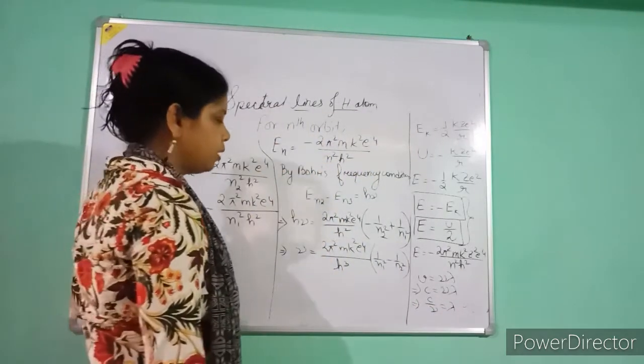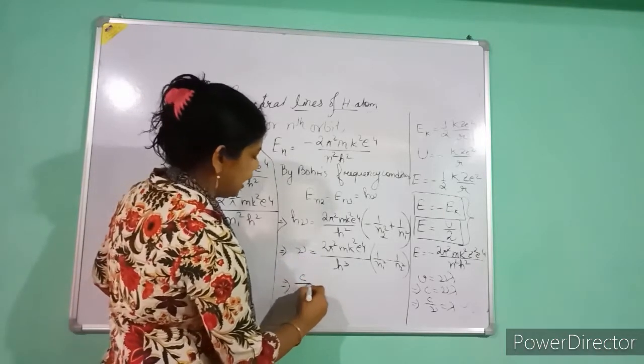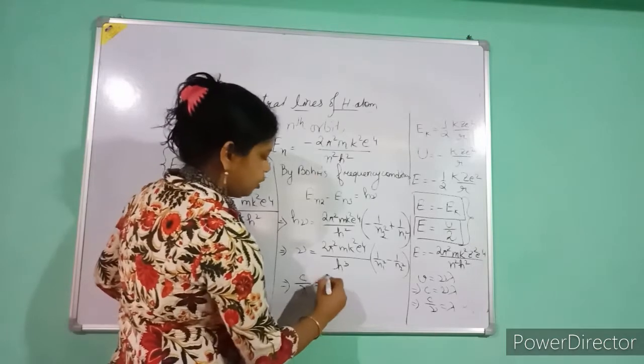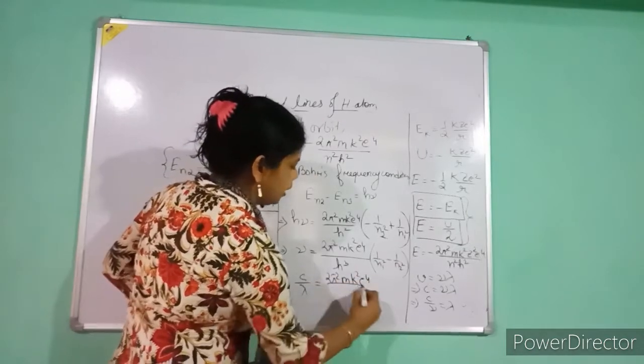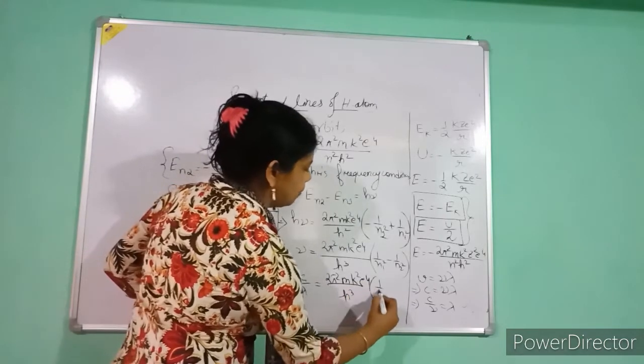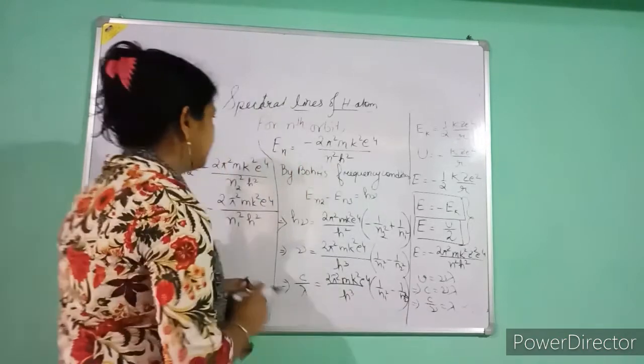So if it is nu, then I can write c by lambda is equal to 2 pi square m k square e to the power 4 divided by h cube into 1 by n1 square minus 1 by n2 square. This is the formula I wrote.